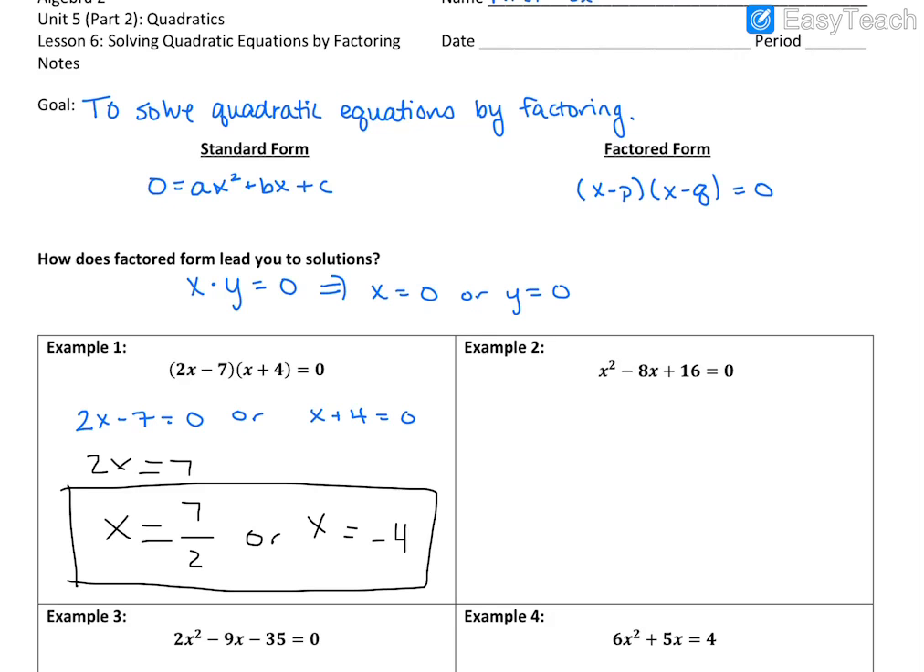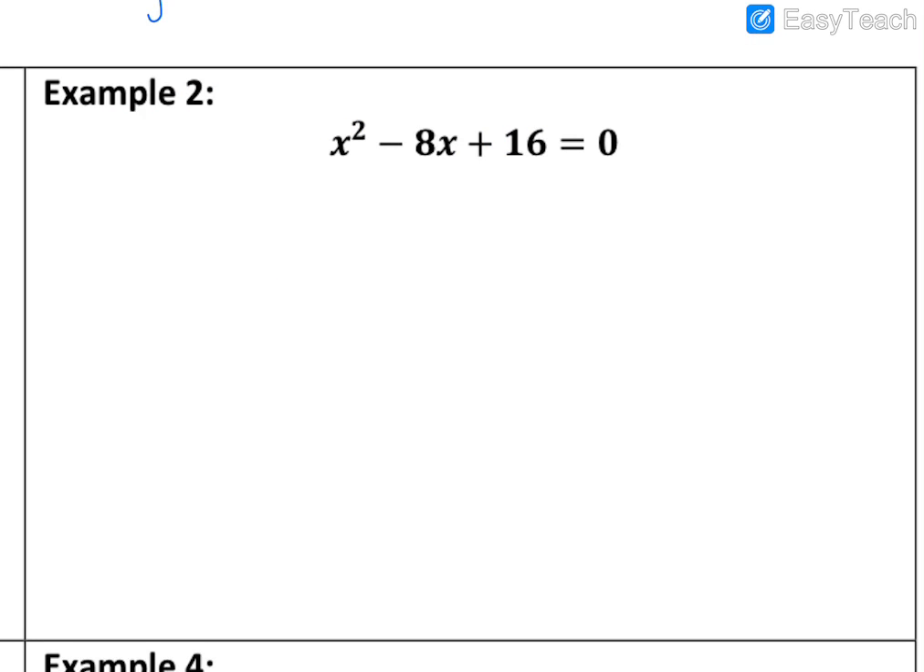The next example, we're going to have to work at splitting apart x squared minus 8x plus 16. So how are we going to do that? Your factored form is what we're going to try to make it into. Your first times your first always comes up as that very first term there. Your last times your last comes up as that term. So it's just trial and error here.